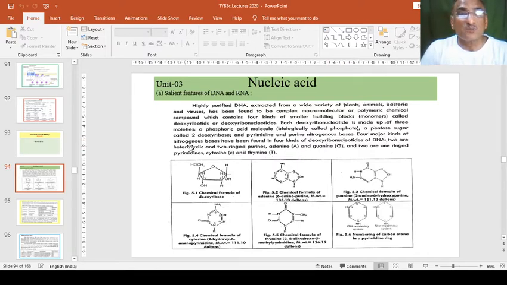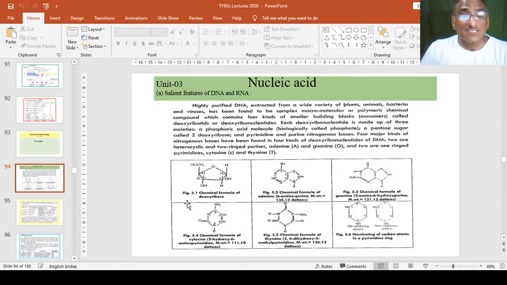4 major kinds of nitrogenous bases have been found in 4 kinds of deoxyribonucleotides of DNA. 2 are two-ringed heterocyclic purines, that is adenine, which we symbolize as A, and guanine, symbolized as G. And 2 are one-ringed pyrimidines, cytosine C and thymine T. So cytosine and thymine are single ring structures, whereas adenine and guanine are double ring structures. So they have 2 rings.